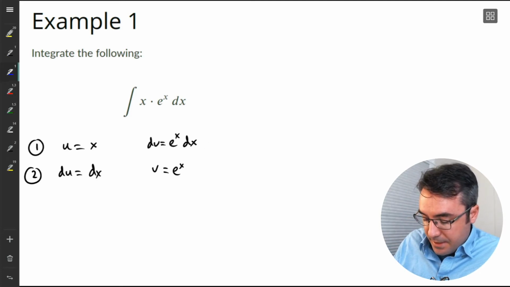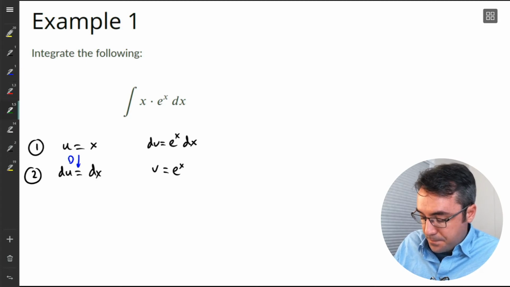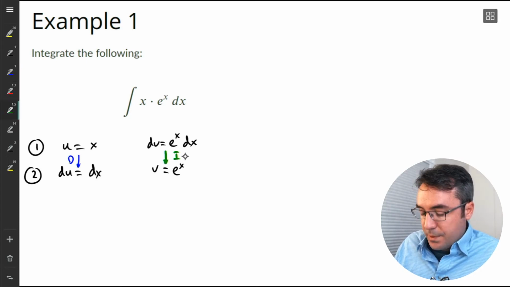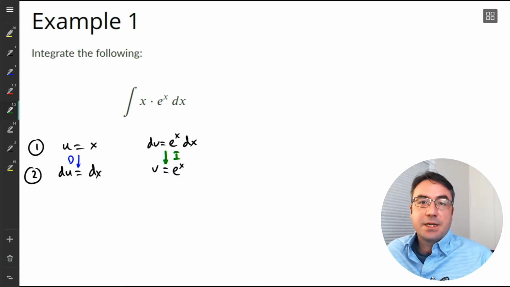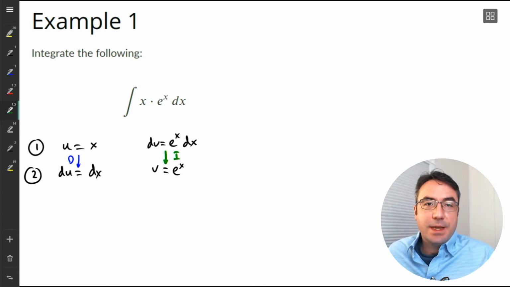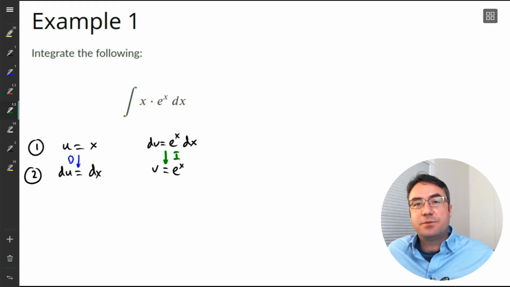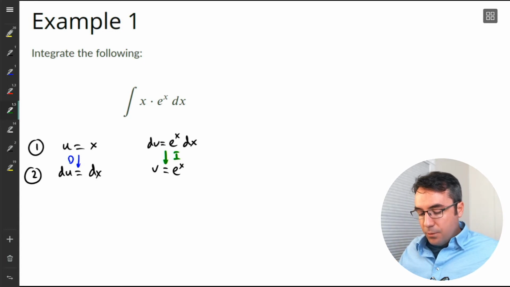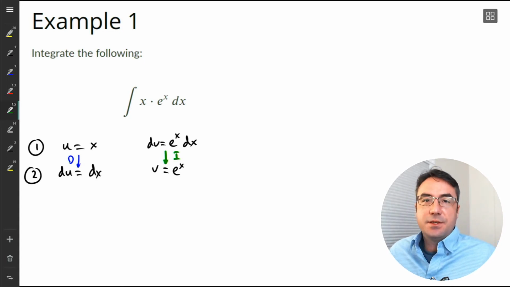So again, here we're differentiating, and over here we're really integrating. And that's how we're calculating du and how we're calculating v. All right, so we have step 1 and step 2 done. We've chosen u, picked dv, calculated du, calculated v. Now we want to plug all of this into the formula.